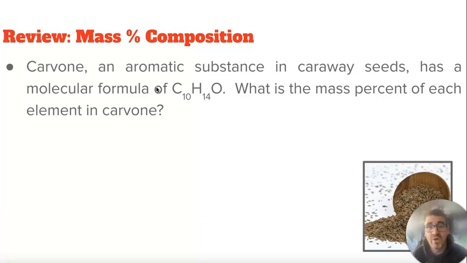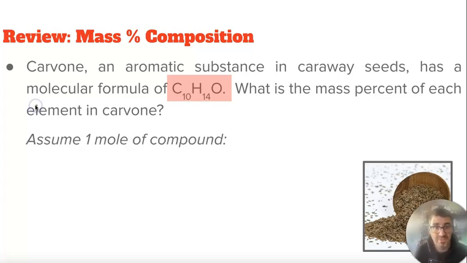Okay? Carvone is an aromatic substance found in caraway seeds. Okay, and it has the molecular formula C10H14O, with 1 oxygen. Okay, what is the mass percent of each element in this molecule? Okay, you'll notice, okay, it's asking for mass percent composition, but we're not given any masses. Okay, which means that we can make one important assumption. Okay, that we have 1 mole of this substance.